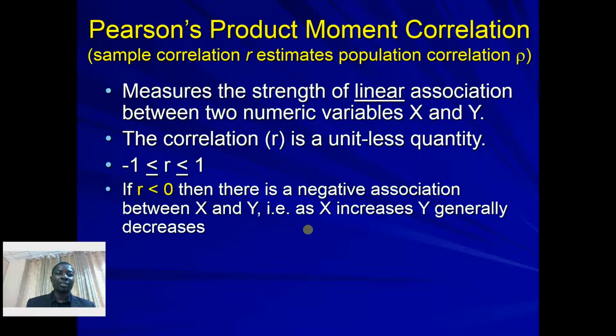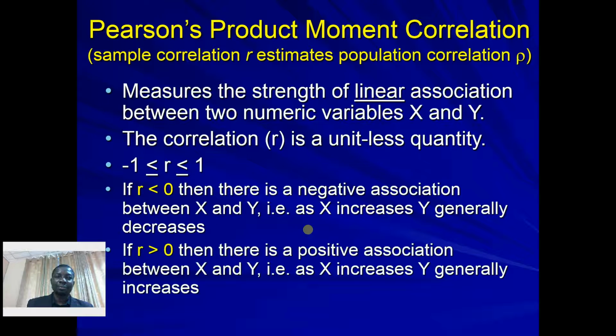And if your correlation coefficient is less than 0, it means that there is a negative association between the two quantities you are dealing with. So if it's x and y, there's a negative association between x and y, and the implication is that as x increases, y generally decreases. And if your r, or correlation coefficient, is greater than 0, then there is a positive association between x and y, and the indication is that as x increases, y generally increases, meaning they both move in the same direction.